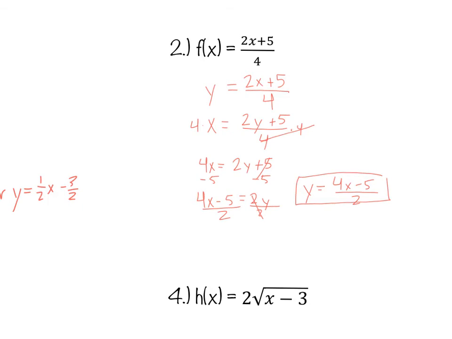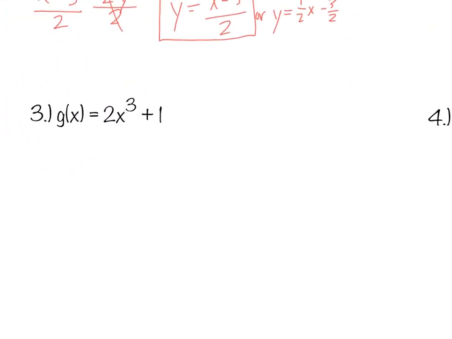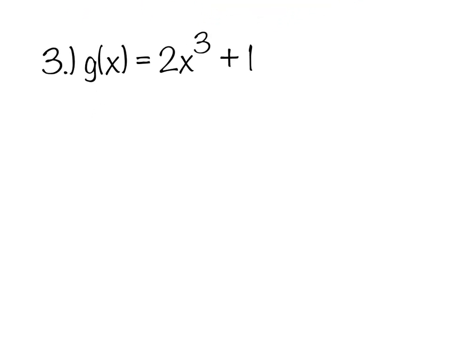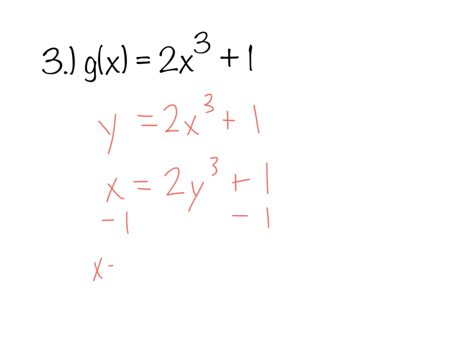So we can do all these, that's fine. It's the same thing here. So again, just dealing with a cube, so it might be a little bit different here, but same thing, we're going to change our function notation into normal notation, so y equals 2x to the third plus 1, and then we're going to switch our x's and y's and solve for y. First step, move 1, so I have x minus 1 equals 2y to the third.